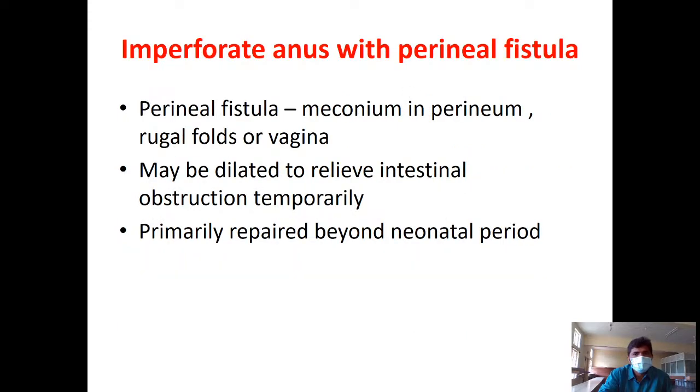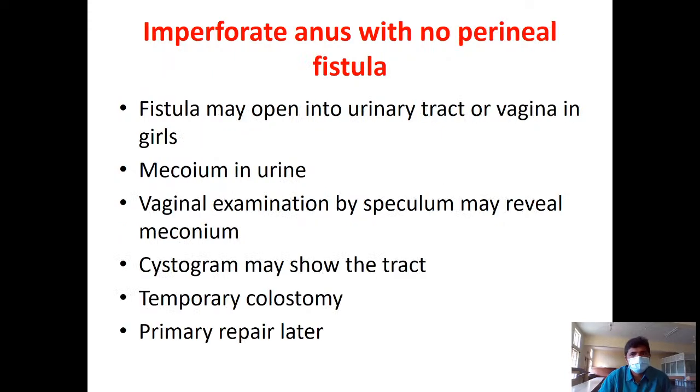With an imperforate anus with perineal fistula, you can see meconium in the perineum or rugal folds or vagina. At that point of time you need to dilate the fistula and relieve the intestinal obstruction, and primary repair can be done beyond the neonatal period. Whereas with an imperforate anus with no perineal fistula, the fistula may open into the urinary tract, or the vagina in girls. You can find meconium in urine, or see meconium while doing a vaginal examination. In such scenarios, you need to do a cystogram, which shows the tract, and a temporary colostomy is required at that point of time, and then primary repair later.